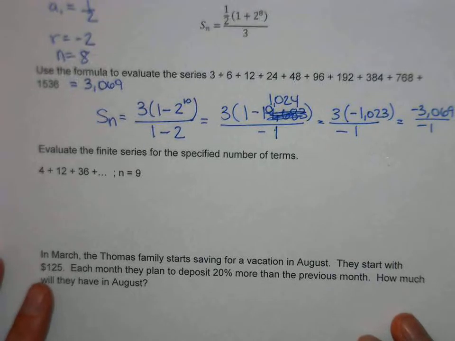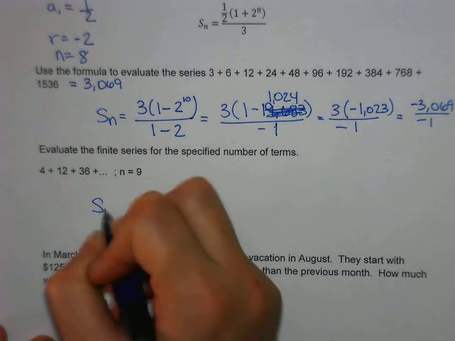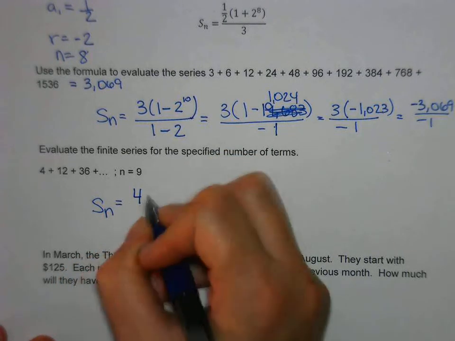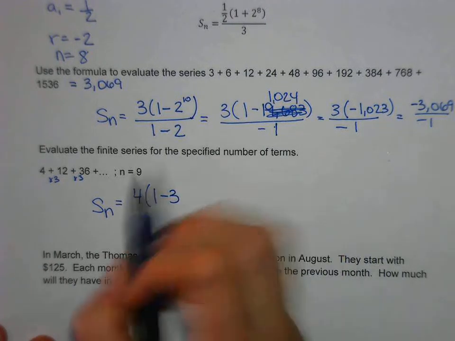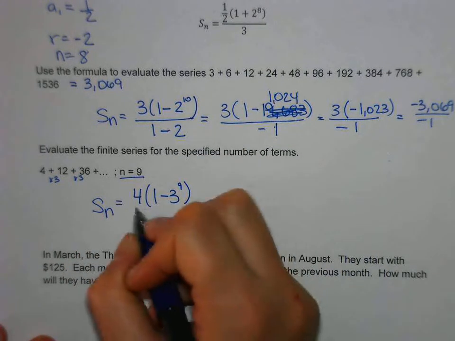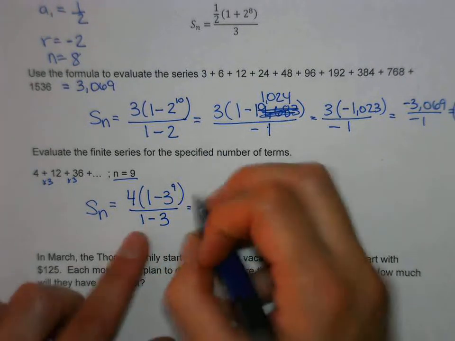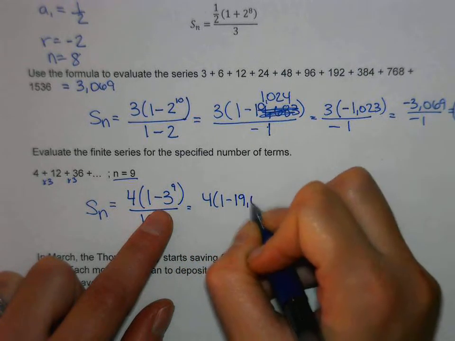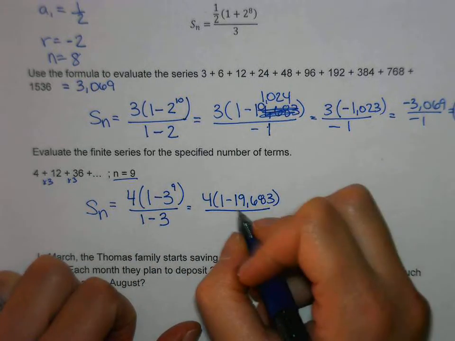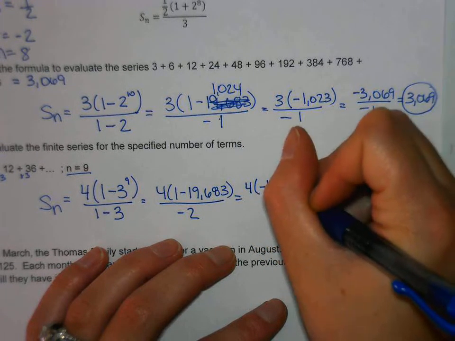So let's evaluate the series for this one. Our first term is 4. Our ratio is we're multiplying by 3. And our number of terms is 9. So 3 to the 9th power is 19,683. 1 minus 3 is negative 2. So 1 minus 19,683 is negative 19,682.